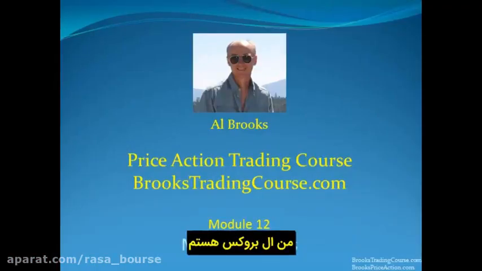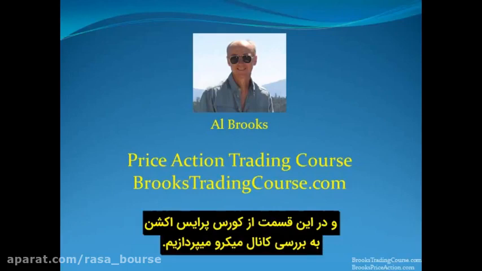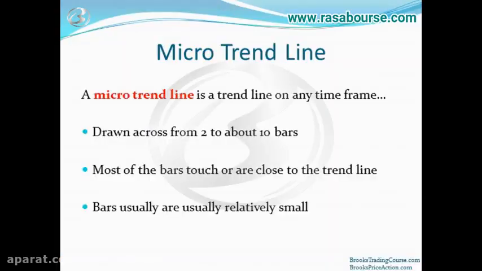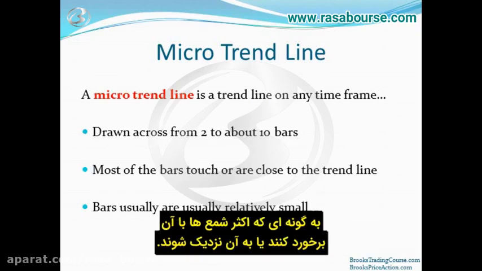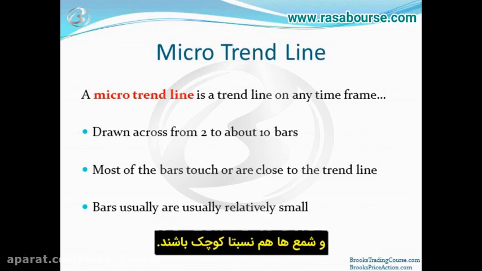This is Al Brooks, and this module in my price action trading course has to do with micro channels. A micro trend line, first of all, is any trend line on any time frame that you can draw across from 2 to about 10 bars, where most of the bars touch or are close to the trend line. Usually the bars are relatively small.